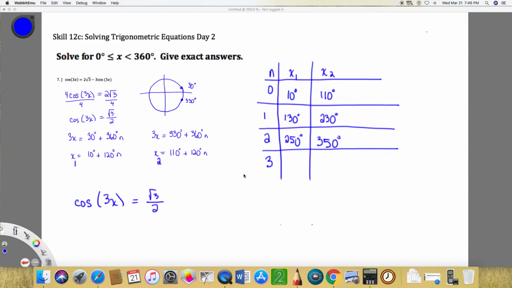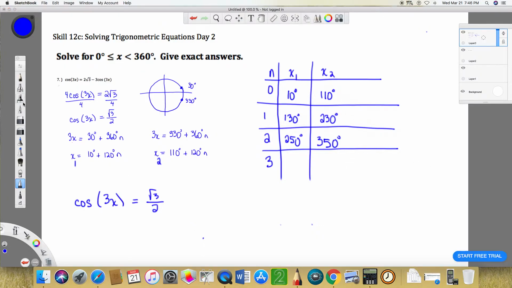And like we say, 3 was too big, so I'm not going to write those again, but our table there, let's highlight it. These guys are our solution set. It's between 0 and 360.